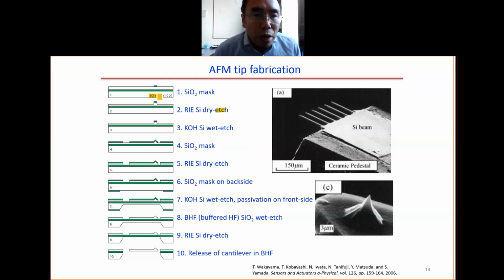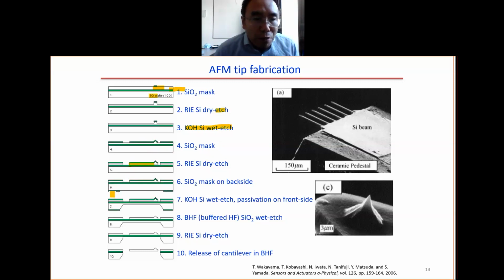But first, we use the SOI wafer. What is SOI? It's called silicon on insulator. Here we have the silicon on the top. The green color is the insulator. First, you pattern an oxide mask. You do a little bit of dry etch, but this step can be skipped. Then you do the wet etch. Then you pattern another oxide mask. Then you etch away to define this. This is the cantilever part.